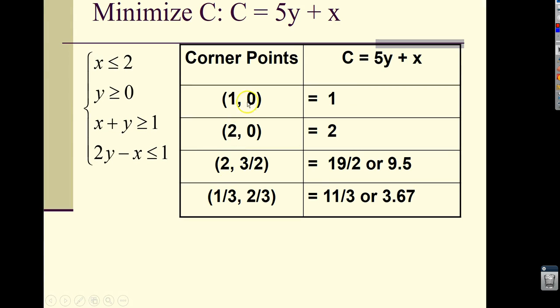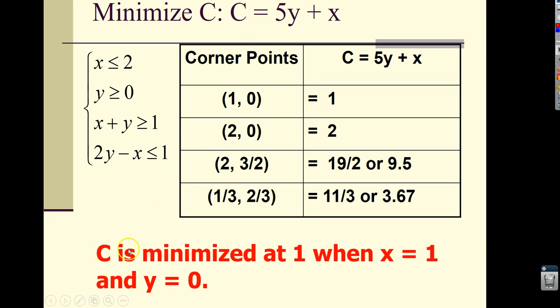So here are our corners. We plug them into our function, C equals 5y plus x. We get 1, 2, 9.5, and 3.67. It says to minimize, which would be 1, so the cost is minimized when x equals 1 and y equals 0. C is minimized at 1 when x equals 1 and y equals 0.